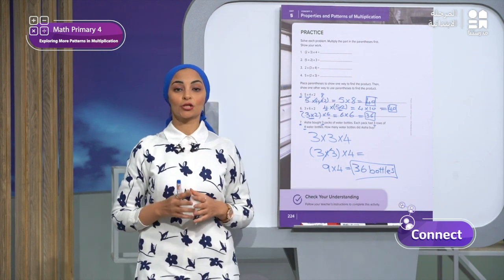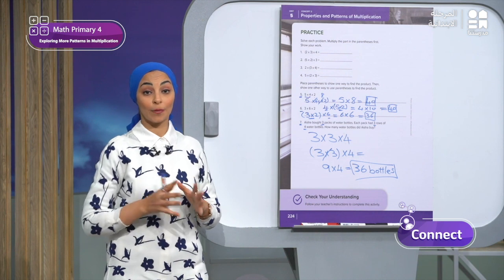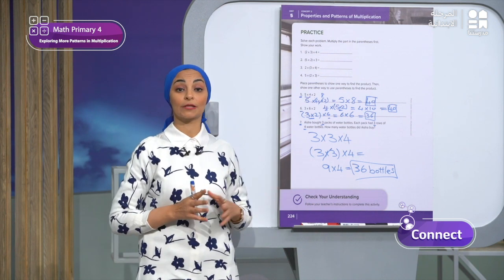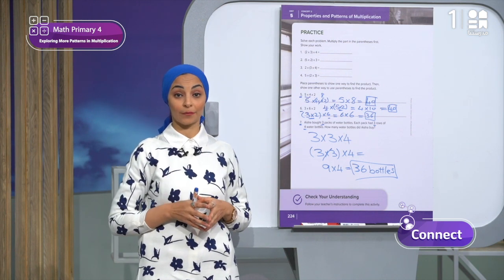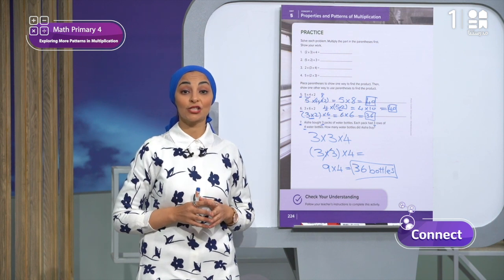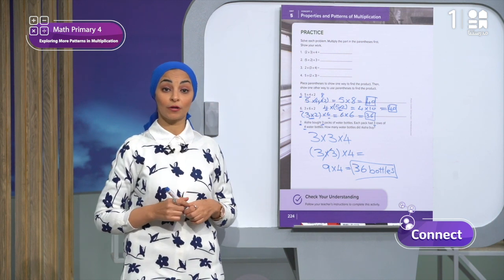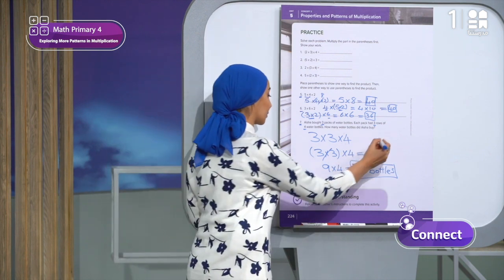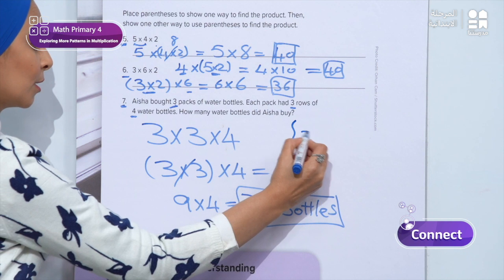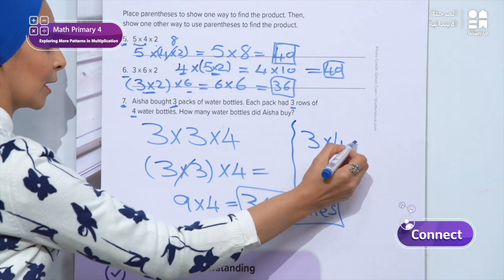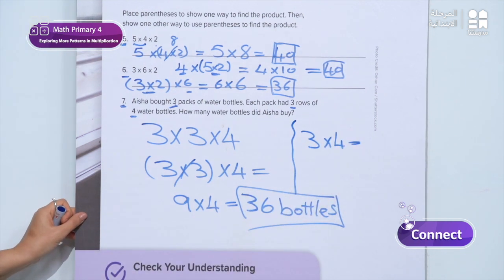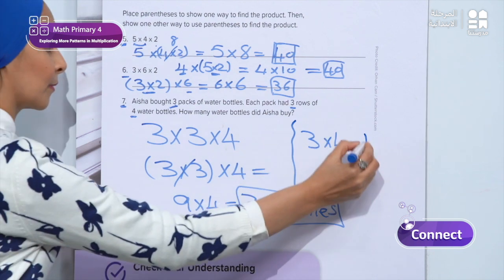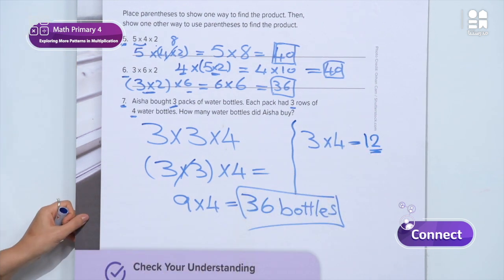And now we can also solve the problem from end to beginning. ممكن أحل البروبلم دي بطريقة تانية from the end to the beginning. طيب ممكن أقول that each pack has 3 rows of 4 bottles, right? طيب يعني ممكن أعمل إيه؟ ممكن أعملها بطريقة تانية. أقول 3 times 4. Here 3 times 4 equals what? Yes, equals 12. Okay, 3 times 4 equals 12.